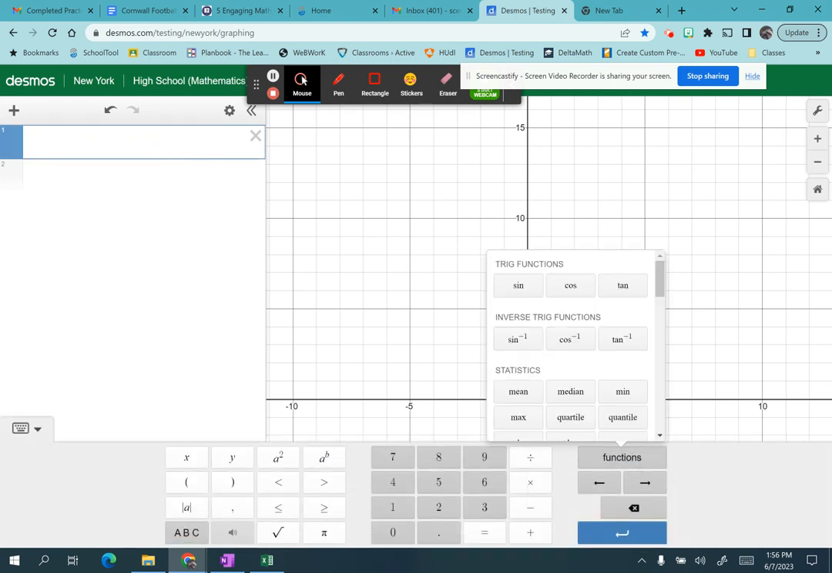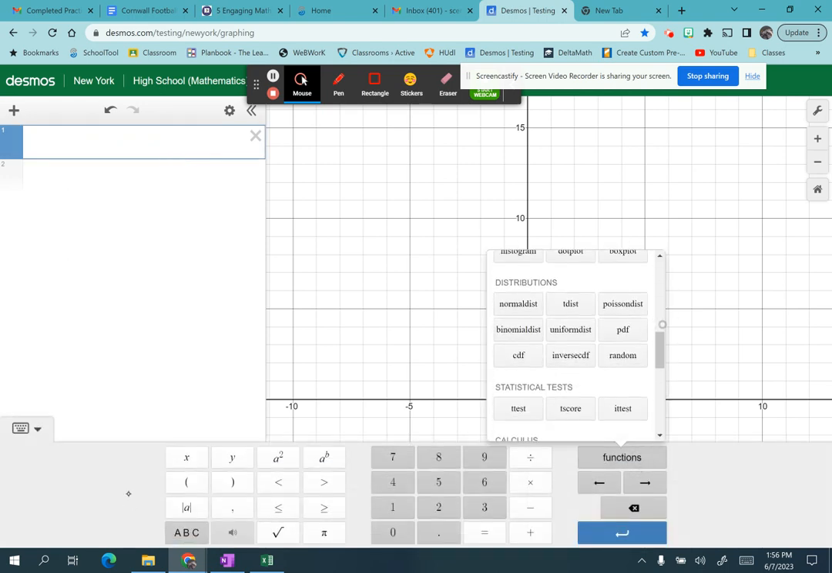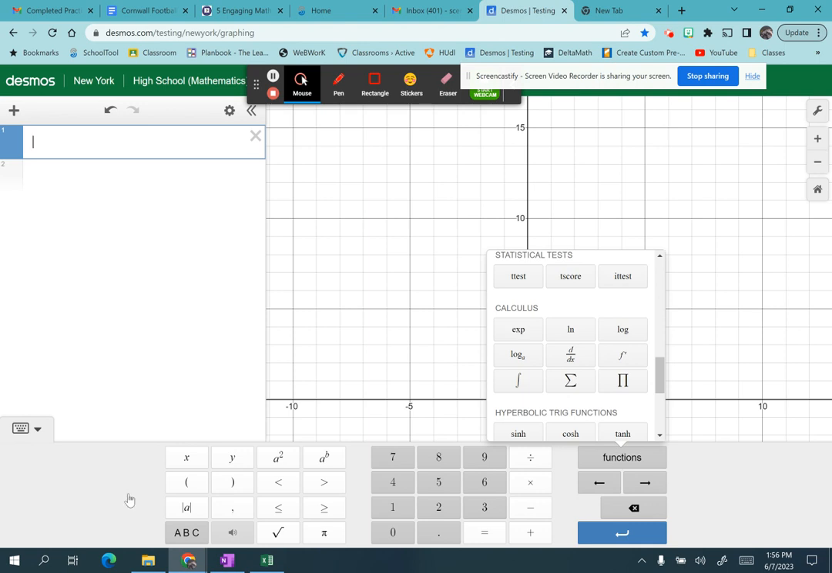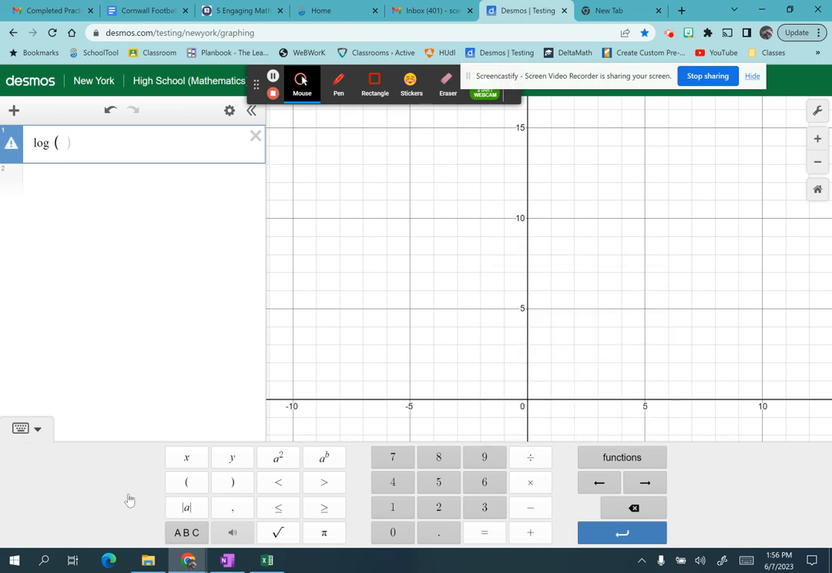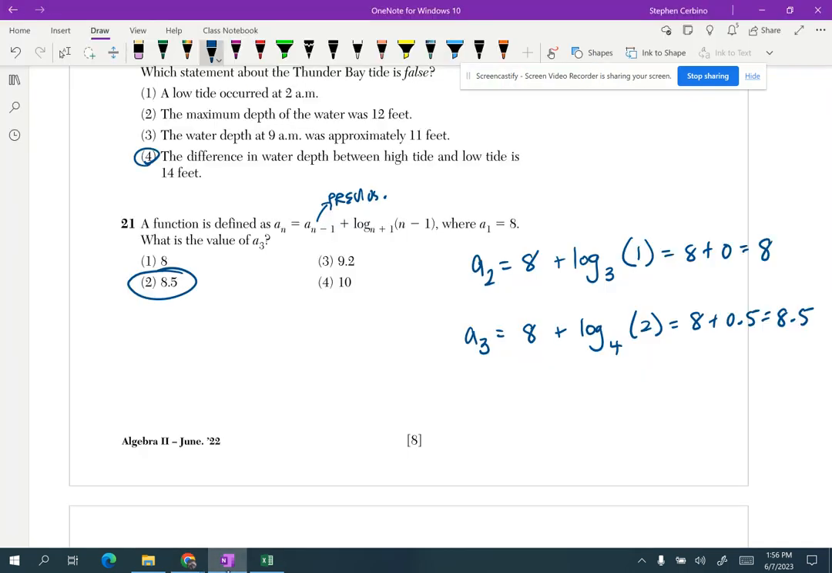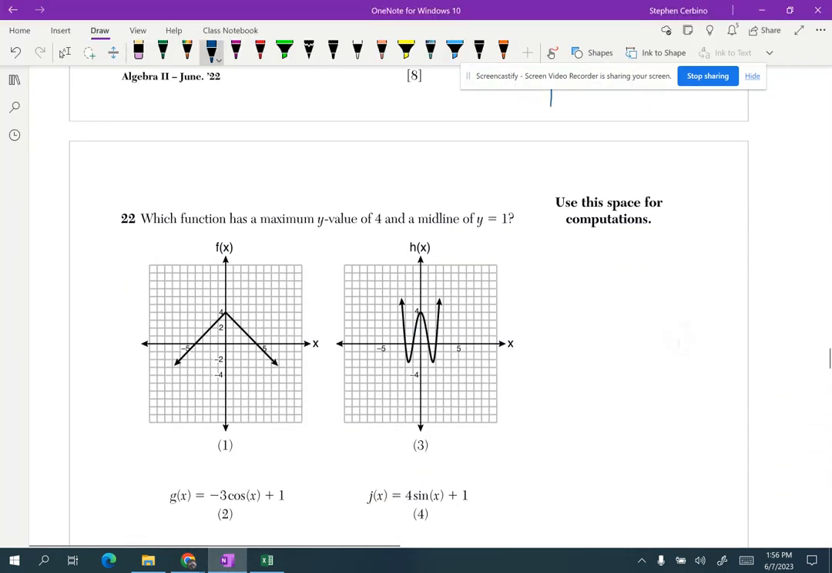If you forget how to do log base, you just have to scroll all the way down to where the logs are, and it'll have a log base button in there. You can put log base 4 of 2 into your calculator. That's where I'm getting that 0.5 from. You don't have to do any mental math there. All right, so the next one.